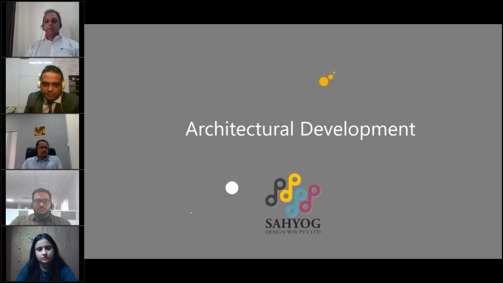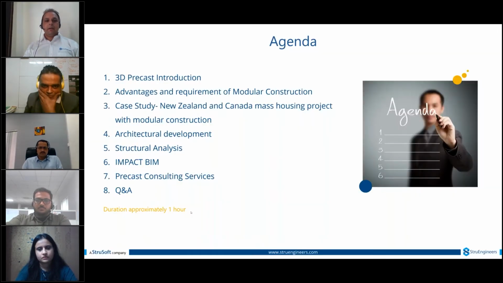We will also talk about the structure analysis and the case study of the New Zealand and Canada mass housing projects: how this modular construction was planned, how the master layout was done, and how our team was developed. We'll cover the connections for these 3D precast modules, because connections are very critical in precast construction. We will be talking about BIM implementation for this project, and also how we were involved in setting up a precast plant, which was really an eye opener, and how one can really reduce the precast plant investment.